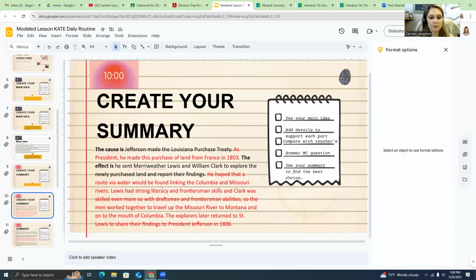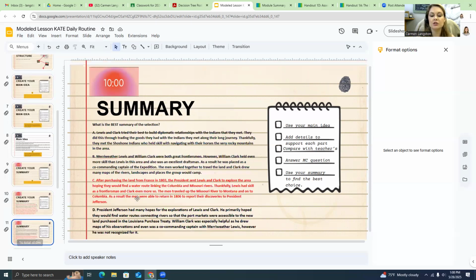So if yours looked a little bit like mine, it doesn't have to look the exact same, then you've got it right. So we do have our main idea that we leveraged, and then we added a supporting detail for each. Let's use what we've got here to choose the best multiple choice answer from this question. We are going to use what we wrote from our summary to find the best choice. So it needs to sound a little bit like it.